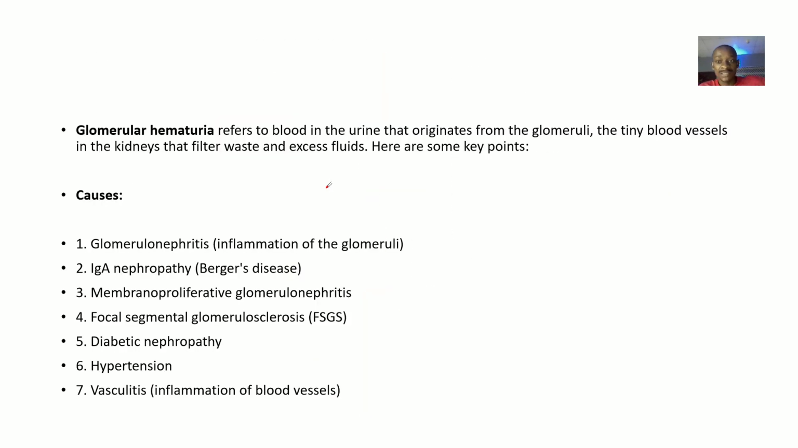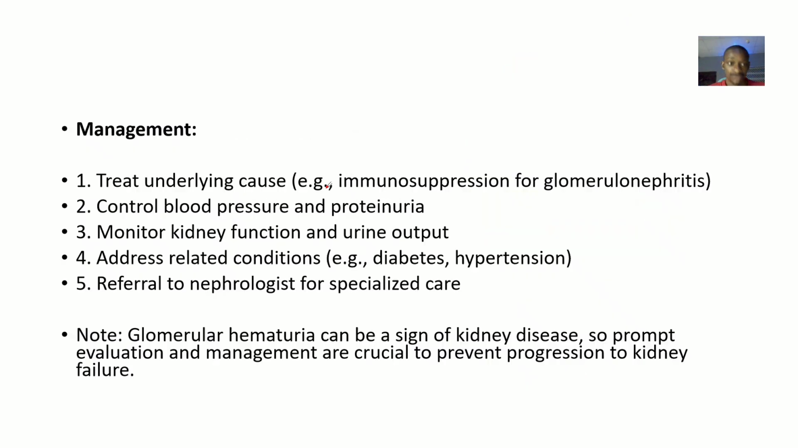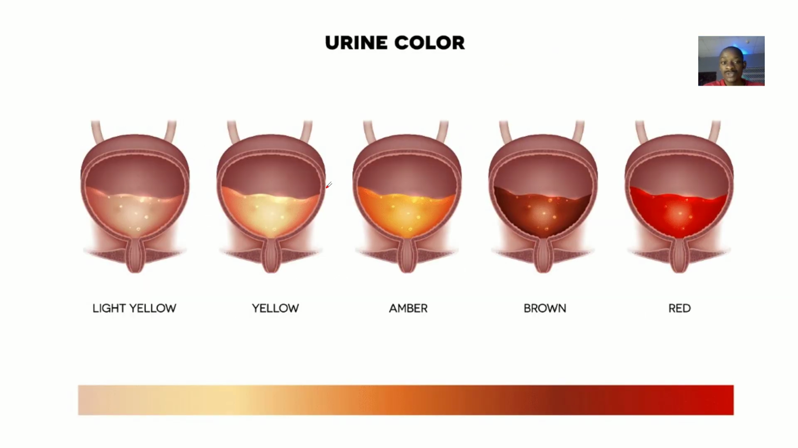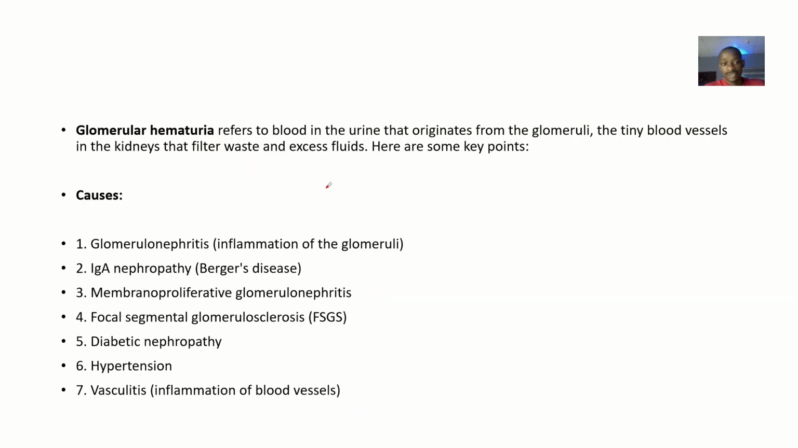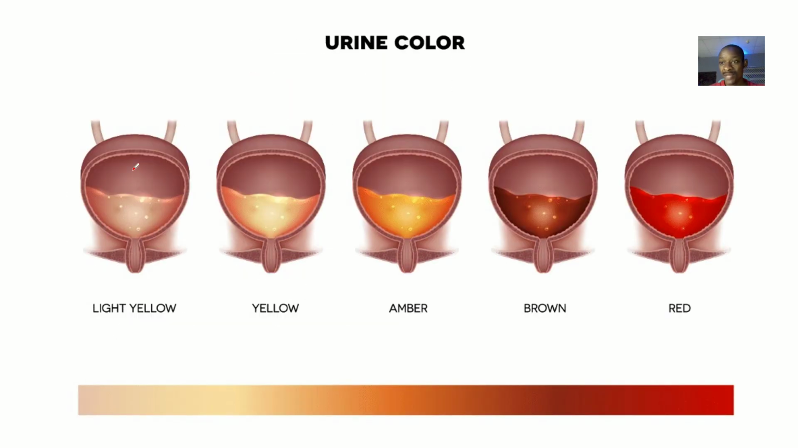Talking about this disease condition, I will give a definition of it, talk about the causes, the characteristics, the possible evaluation, and we'll end up with the management, that's basically the possible treatment for this disease condition. Everybody knows what hematuria is. Hematuria is basically passing out blood in urine.